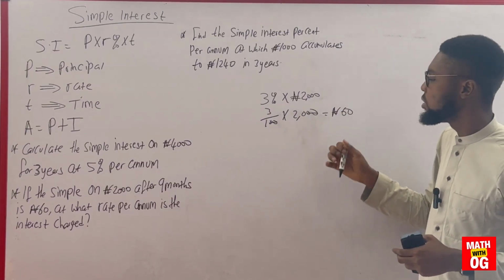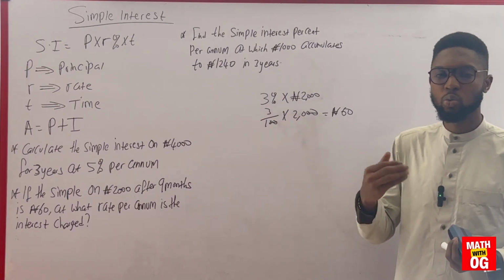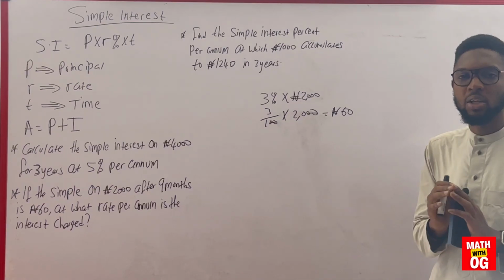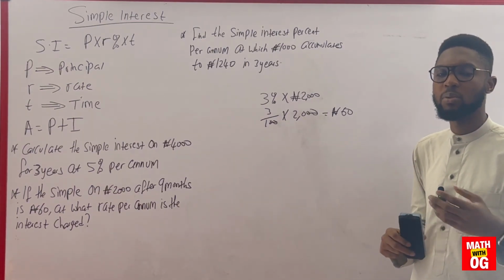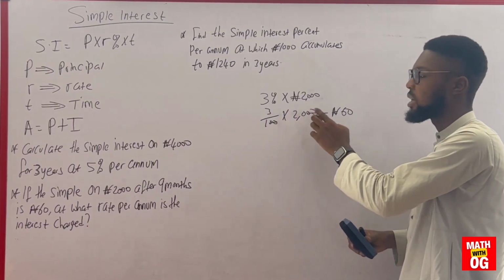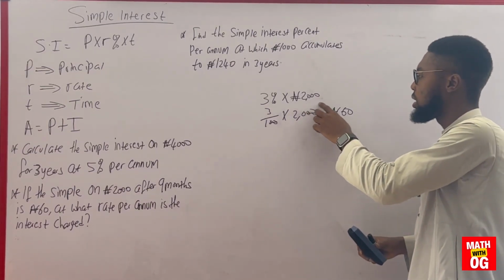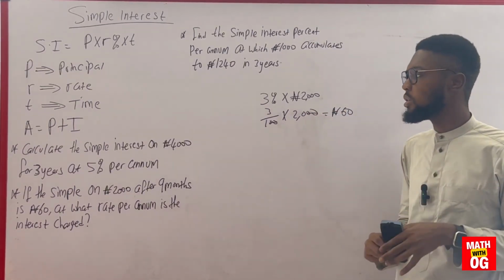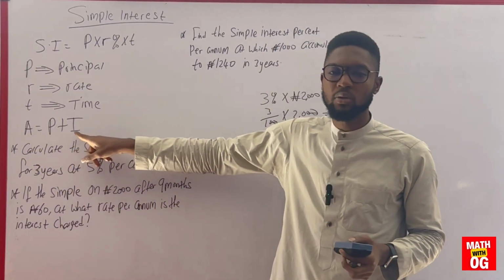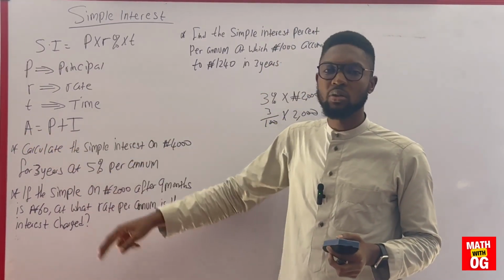Now at the end of the year, what exactly will you see in your bank account? You will see 2,060 naira, provided that you've not done any transaction throughout that year, so it means that they have not charged you on anything. So that 2,060 naira that you'll be seeing at the end of the year is what we call the amount, which is equal to principal plus interest.